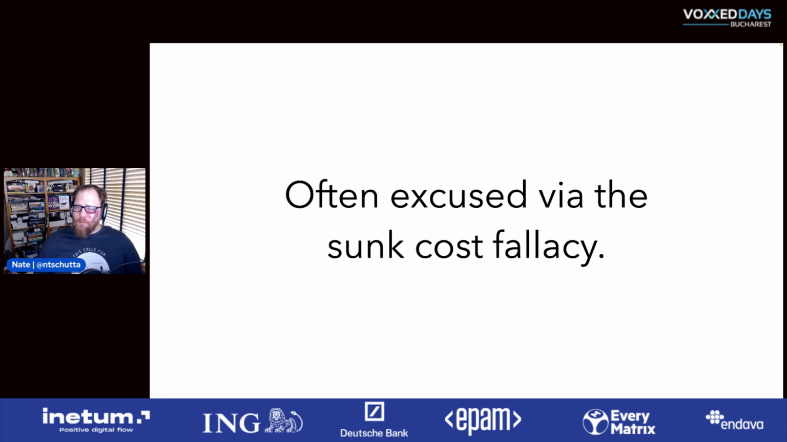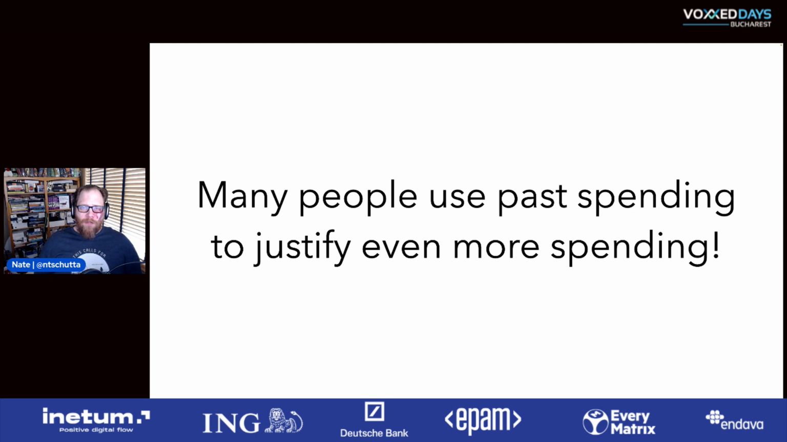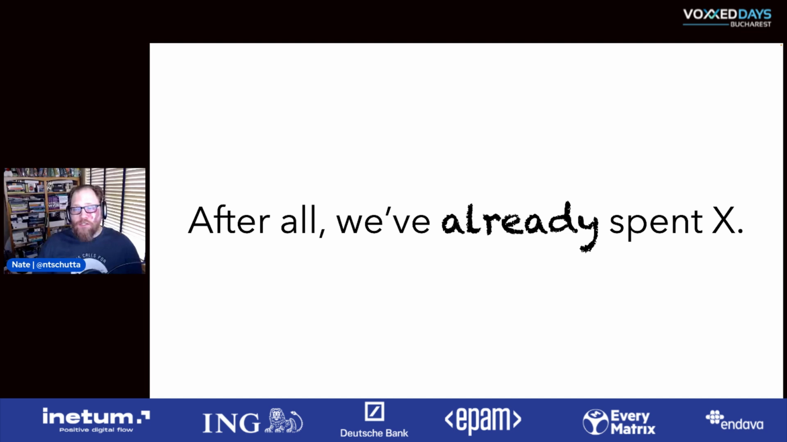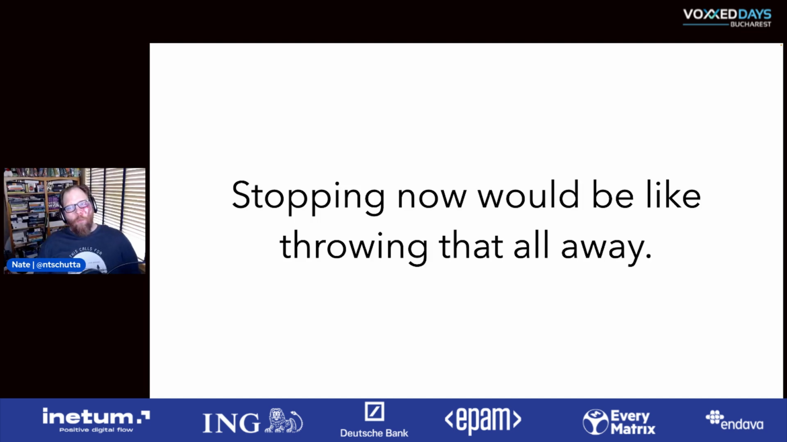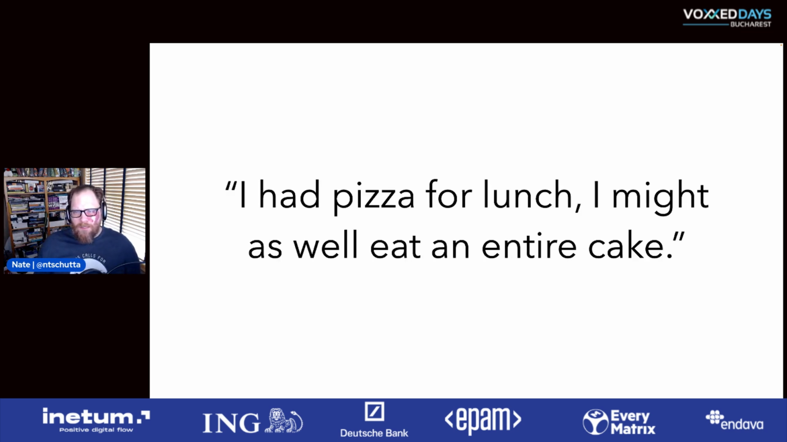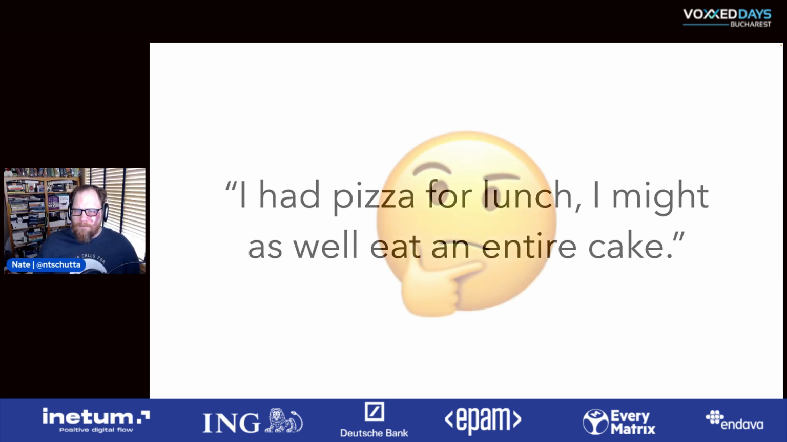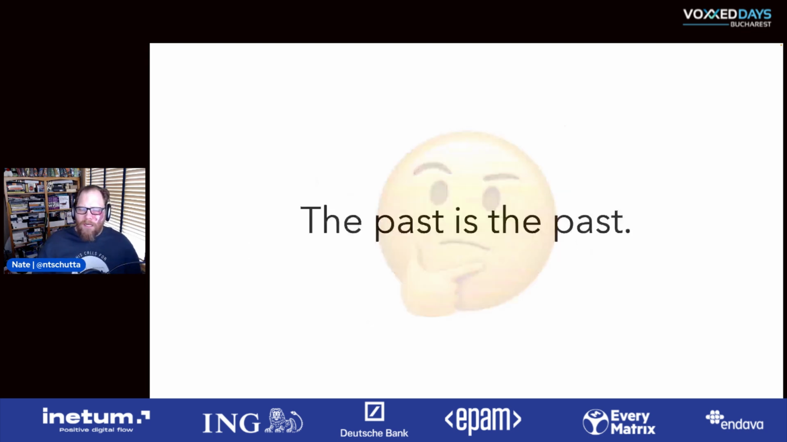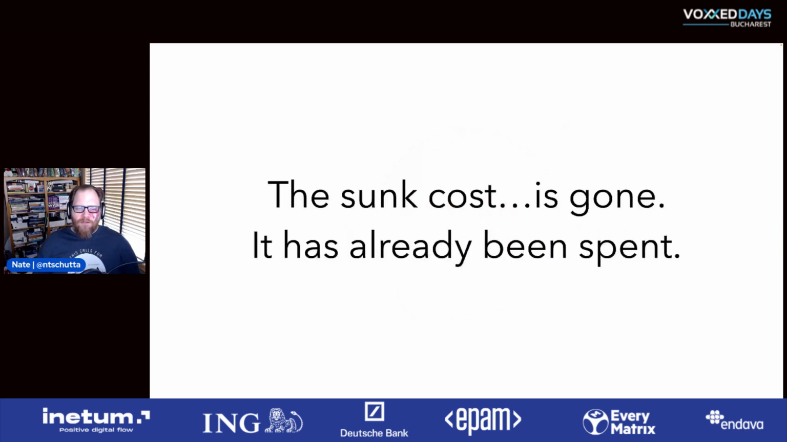A lot of times we excuse this via the sunk cost fallacy, which boils down to, I'm going to use my past spending to justify even more spending because, geez, I've already spent so much money on this. It would be a waste of all that money if we stopped now. It'd be like throwing that away. The analogy would be, well, I overate for lunch. I had a pizza and I had all this food. I might as well have an entire cake after dinner. Well, that's not the way that works. The past is the past. There's nothing I can do to go back and change that. It's gone. That money has been spent. Nothing I can do today changes the past.